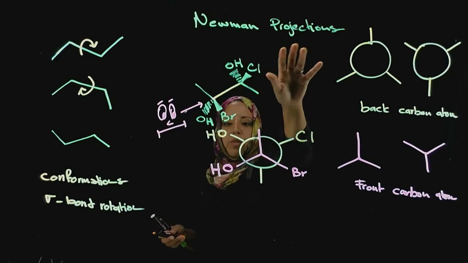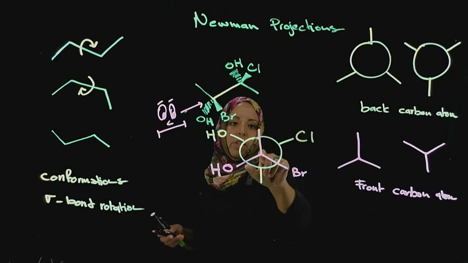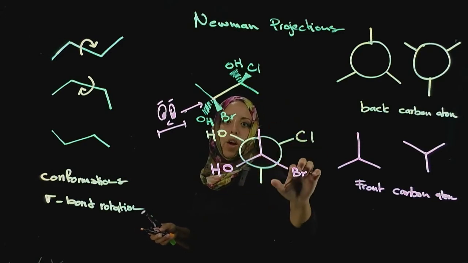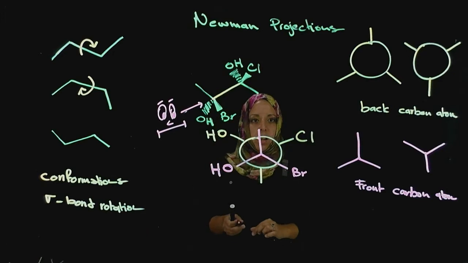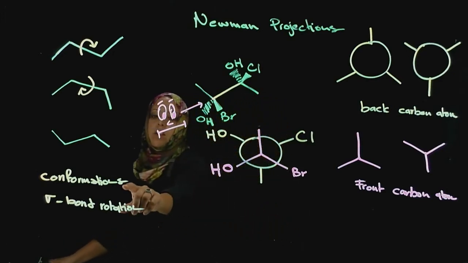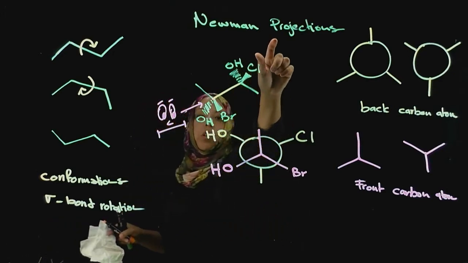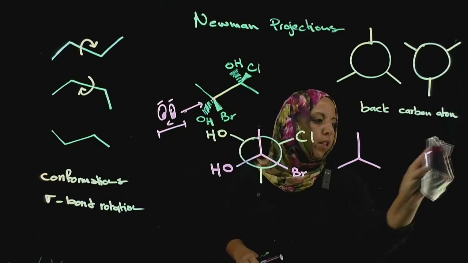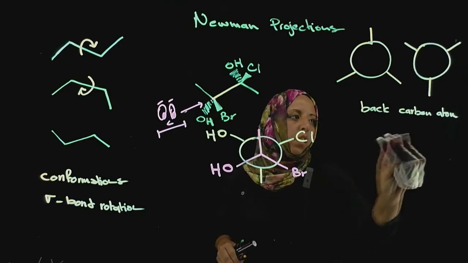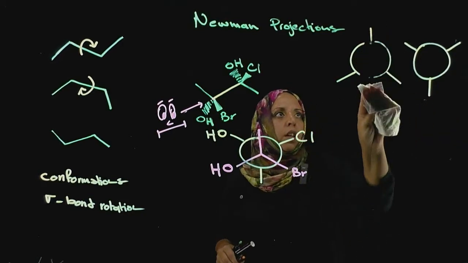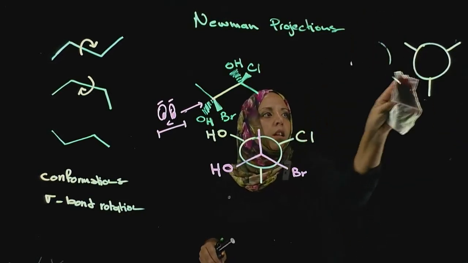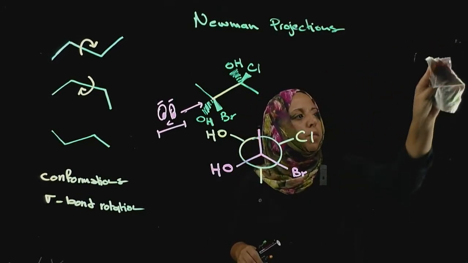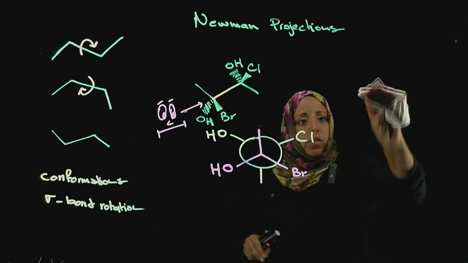What happens if I rotate the front carbon by 60 degrees, right? Those groups are going to overlap. Right, so we're going to consider that. We're going to consider the different conformations when we're looking at Newman projections. I'm going to go ahead and erase that. Okay, so we're going to erase that.